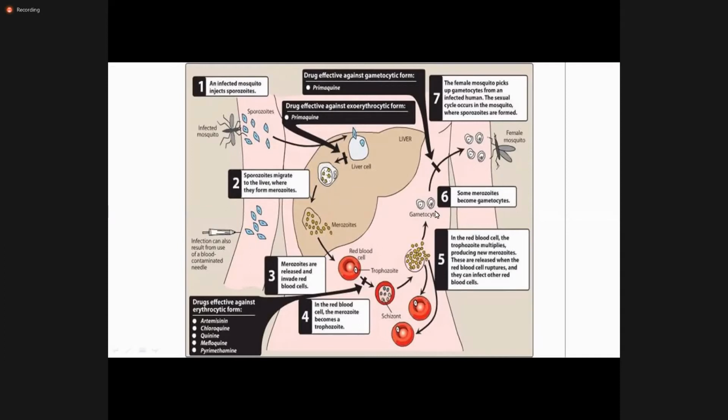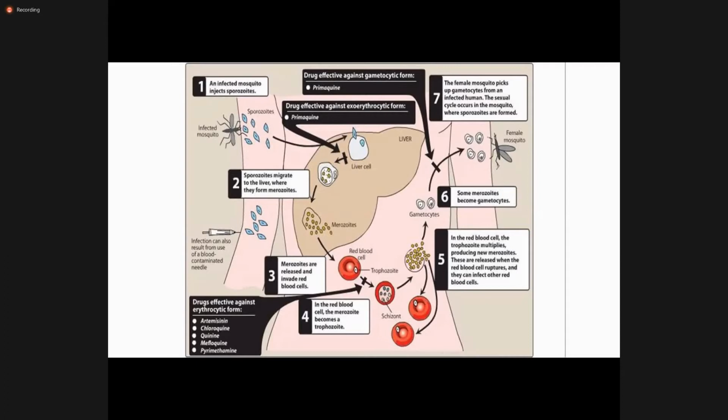Now we'll come to our main part. There are also some drugs that affect the gametocyte form, or the exo-erythrocytic liver form. Primaquine, remember always the drug primaquine. This is a very good drug, used basically for eradication of the parasite. So we will come one by one to the details of these drugs.